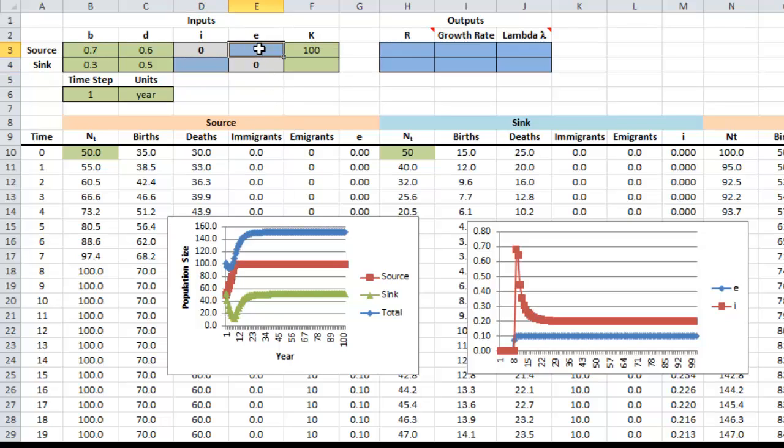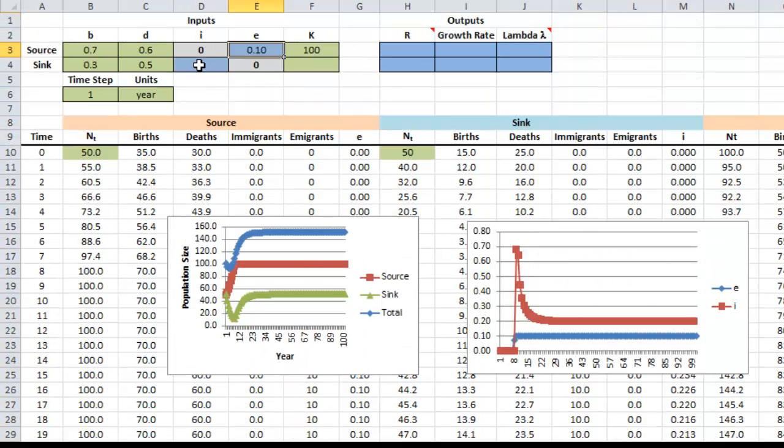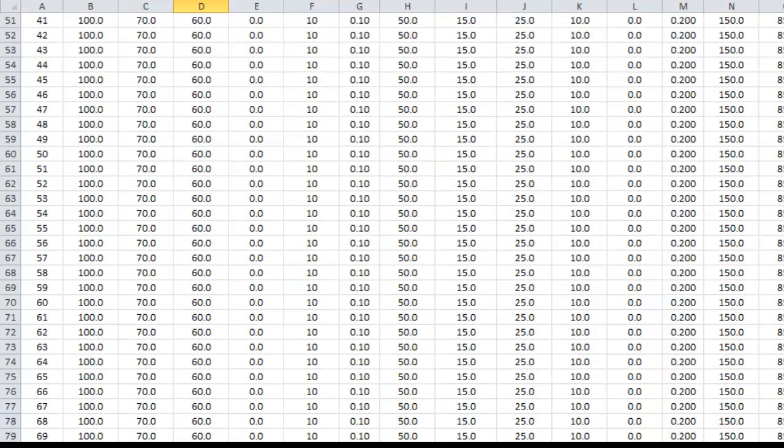So let's calculate the emigration rate for the source as the very last entry down column G. And then let's calculate the immigration rate to the sink as the very last entry down column M.